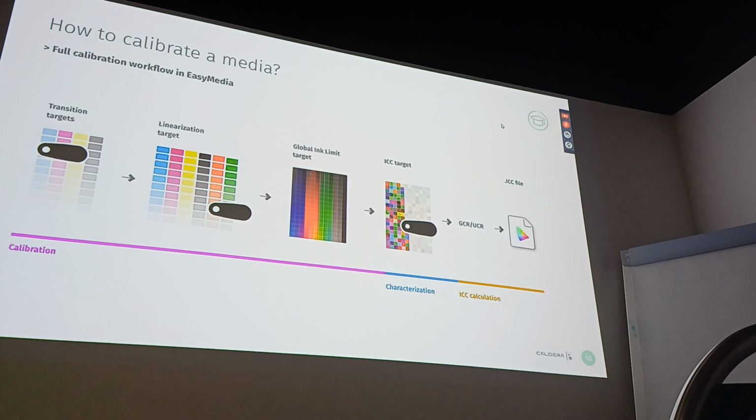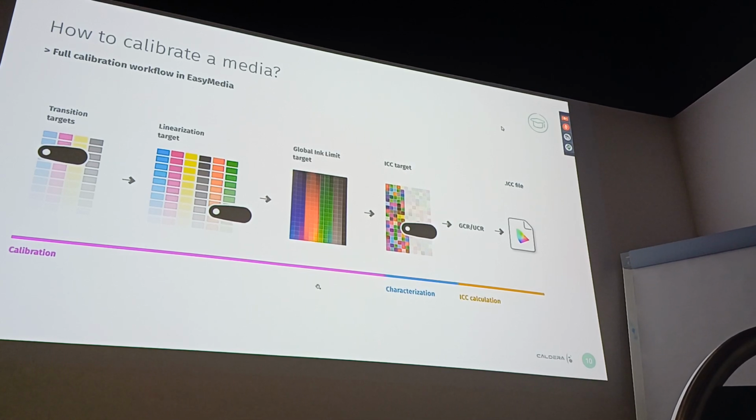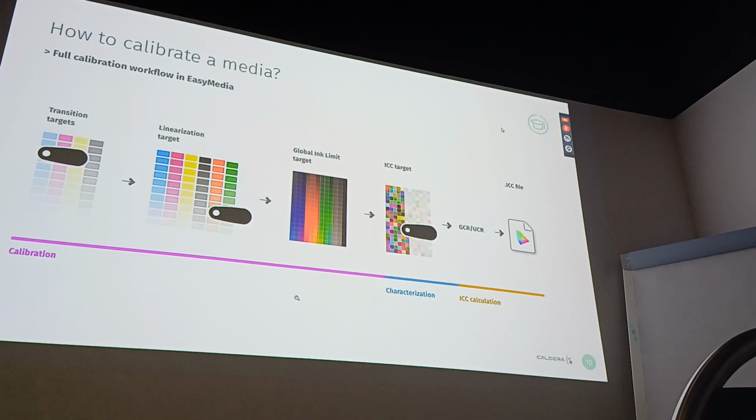So how to calibrate a media with Caldera rig software? We will use the dedicated software, which is Easy Media, and we will go through different steps. I like to split the whole process into three main categories, I would say. We have the very first step, which is calibration. And during calibration, we only speak about inks and liquids. We are not talking about colors.